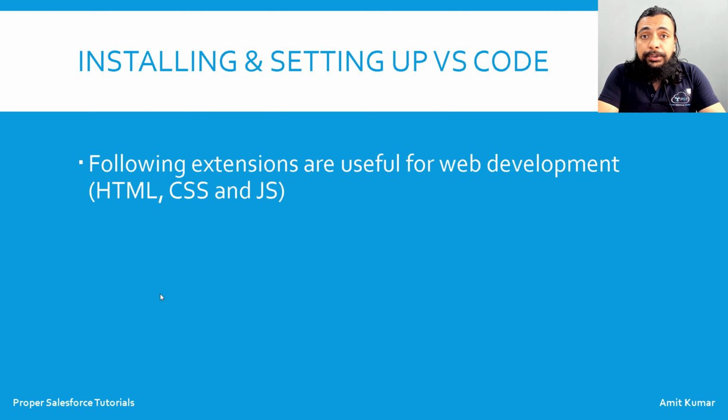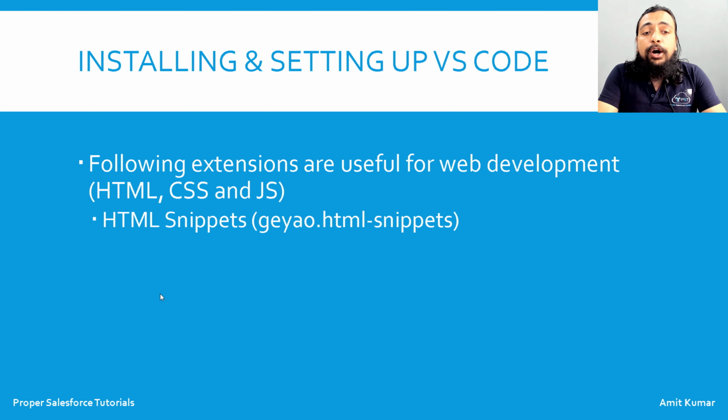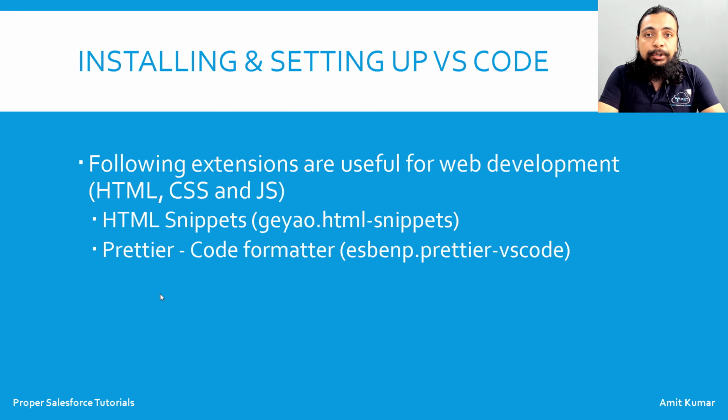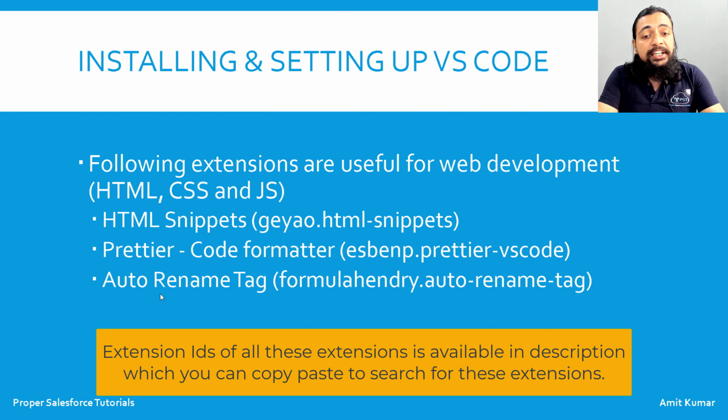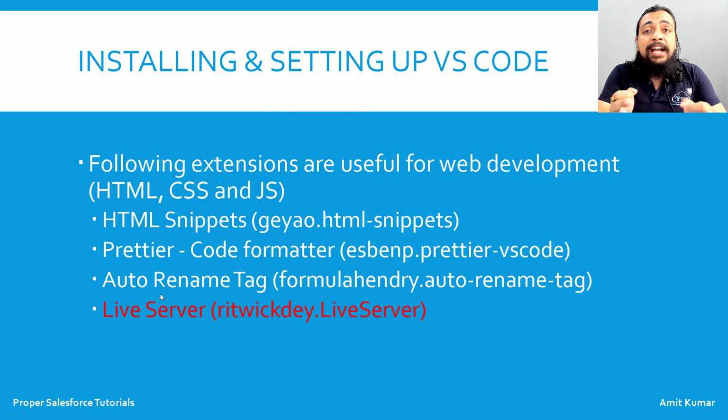The following extensions are useful for web development. Throughout this course, we are going to use these extensions a lot, and I have installed all of these extensions on my VS Code. So I would recommend you to install them as well. But not all of these extensions are compulsory. Some of the extensions are optional and you can go without them as well. Like there is the HTML Snippets extension, the Prettier code formatter extension, the Auto Rename Tag extension, and the Live Server extension. Out of these, the Live Server extension is the most crucial one, and I would highly recommend you to use this extension throughout this course.